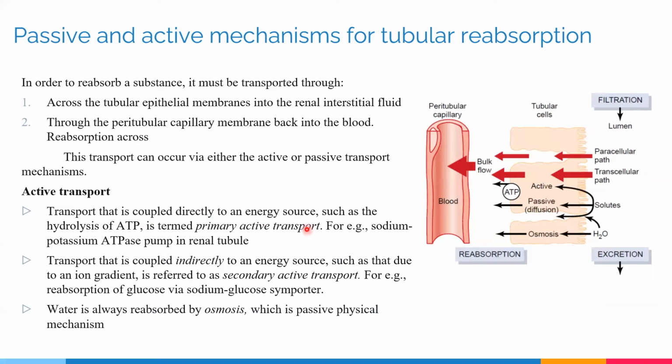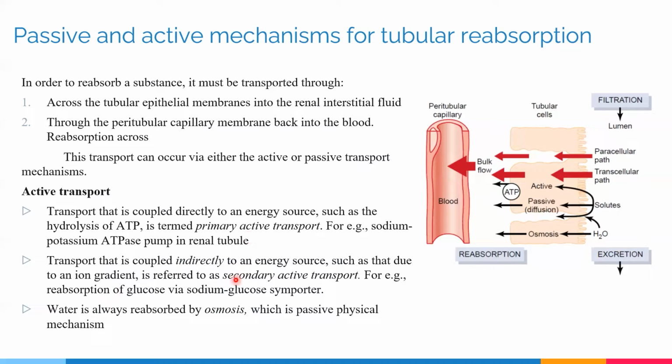Transport that is coupled directly to an energy source such as hydrolysis of ATP is termed primary active transport, such as the sodium-potassium ATPase pump in the renal tubule. Transport that is coupled indirectly to an energy source such as an ion gradient is referred to as secondary active transport. For example, this includes the reabsorption of glucose via the sodium-glucose symporter. So in the first case, ATP is used to move sodium across the transcellular pathway against its concentration gradient, and hence it is termed primary active transport.